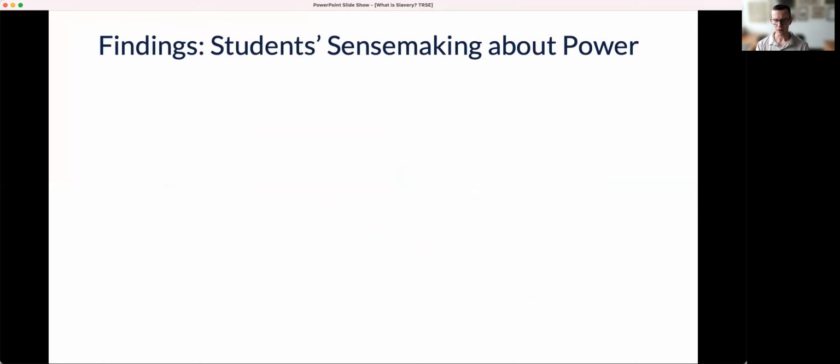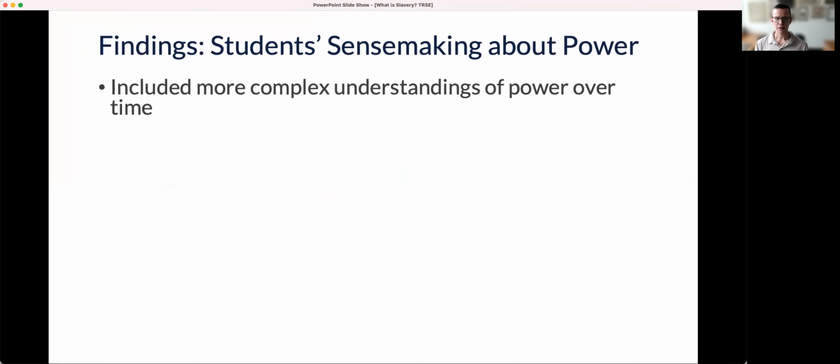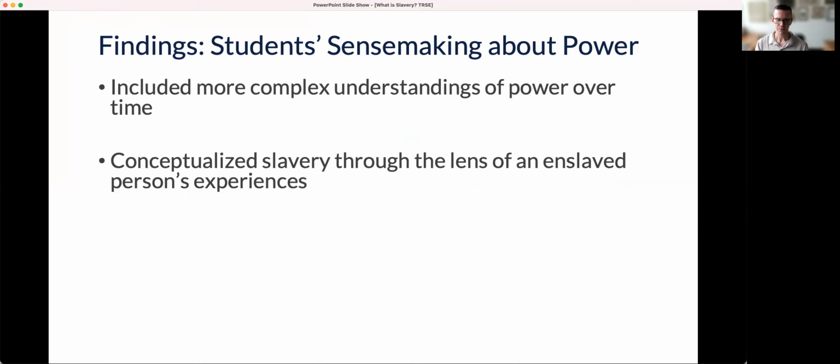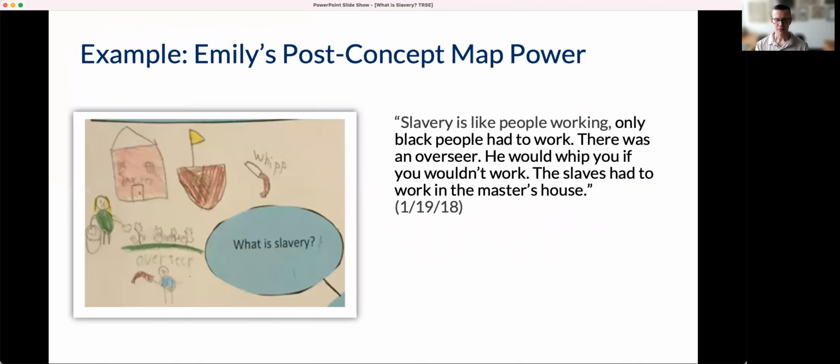So to start with power, what I noticed is that students definitely included a more complex understanding of power over time in their classwork. And they typically would write about slavery through the lens of an enslaved person's experience. So here's an example of a piece of classwork from a student named Emily. And this is actually her post-concept map.